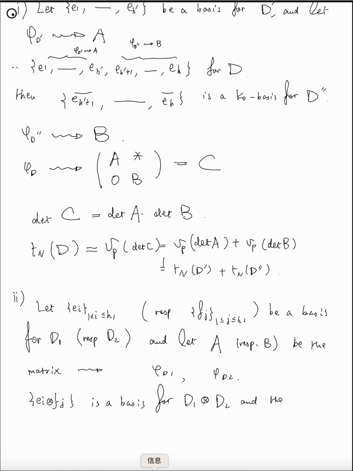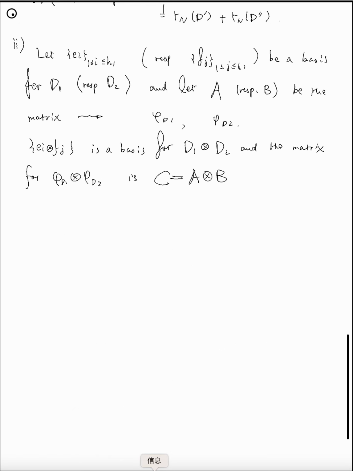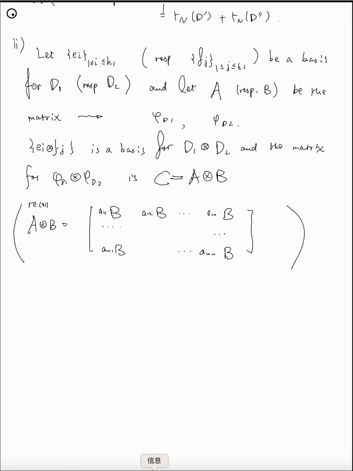And the matrix for phi D1 tensor phi D2 is the matrix given by the Kronecker product of A and B. So let's quickly recall. This A tensor B should be the matrix with blocks A11 B, A12 B, up to A1n B, down to An1 B, up to Ann B.